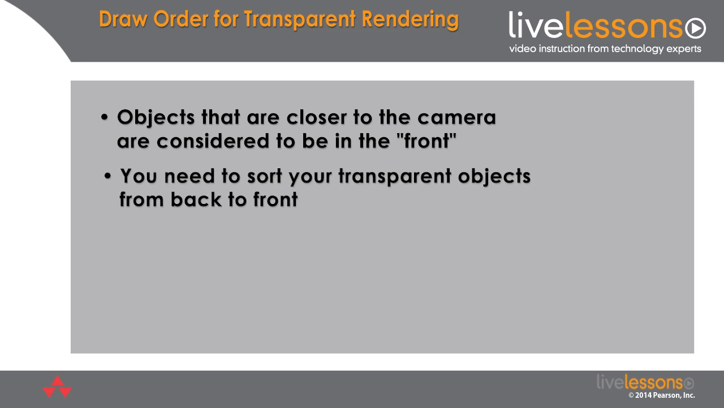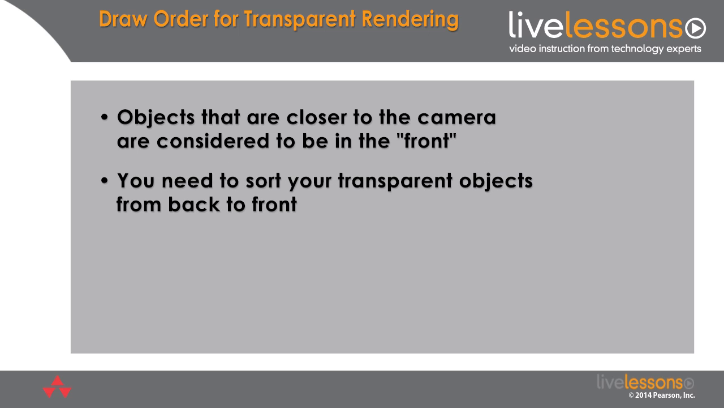Now conversely, we need to sort from back to front for transparent objects. And that makes sense because with transparent objects, since the color of the object is dependent on what's behind it, what's already been in the frame buffer, well then clearly we need to modify what's in the frame buffer first before we write the transparent objects.